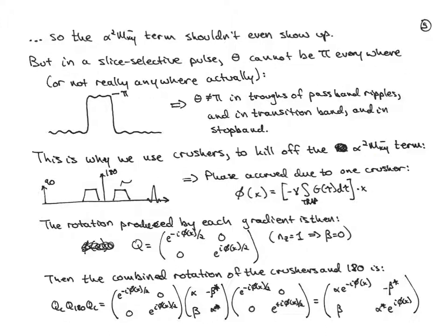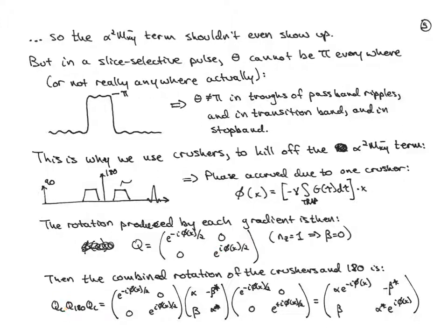So the phase that's accrued due to one crusher gradient is equal to the integral over that gradient over time times minus gamma times the spatial position x. And then we can build that into a spinor rotation matrix, a spin domain rotation matrix, and obtain this crusher rotation matrix Q, which has only terms on the diagonal because only alpha is non-zero if NZ is 1. Right? So if NZ is 1, as it is for a gradient pulse, then beta will be 0 because NX and NY will be 0. And so then you'll only have an alpha rotation, and it'll be a pure complex exponential.